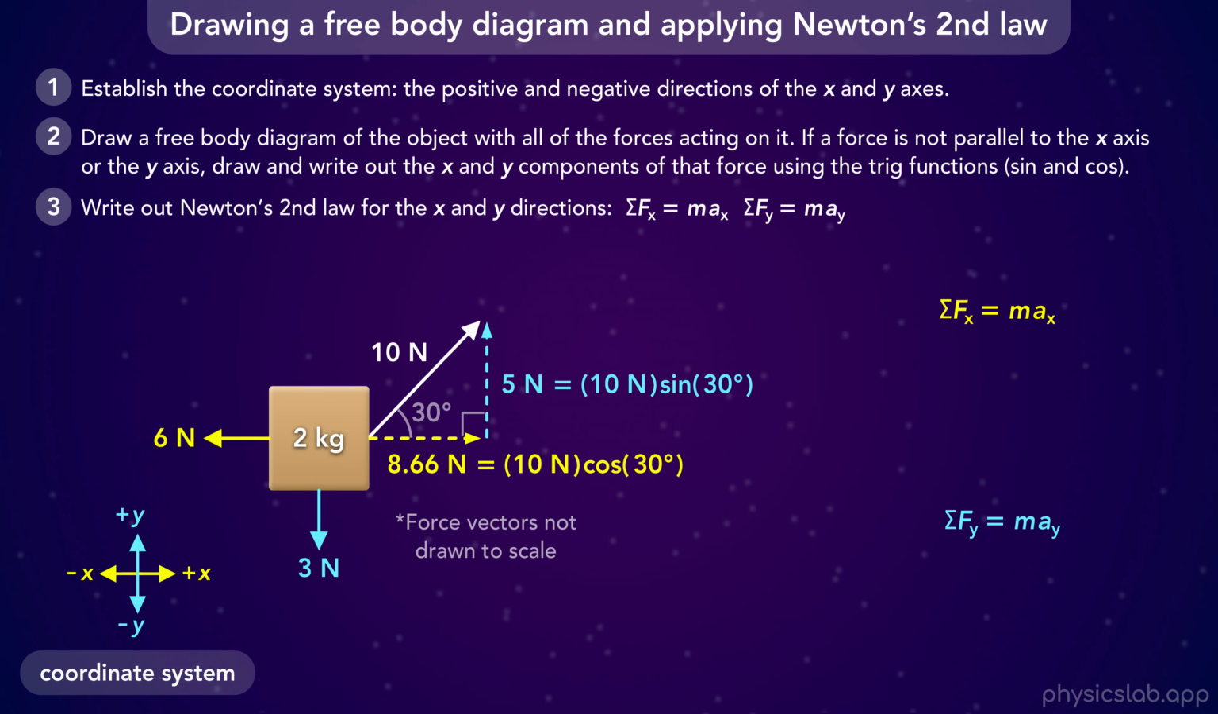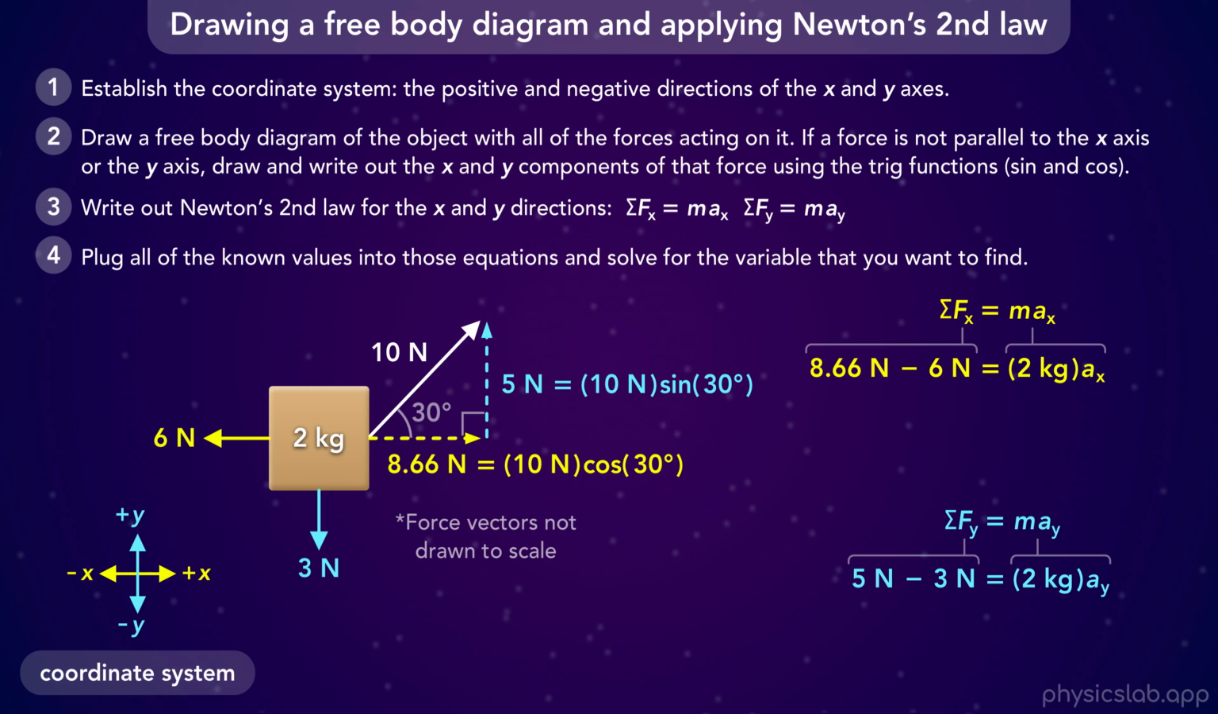The next step is to write out Newton's second law for the x and y directions. And the last step is to plug all of the known values into those equations and solve for the variable that you want to find. So we plug in any forces that we know, the mass, or the acceleration if it's given to us. Then the physics problem becomes an algebra problem, and we just have to solve the equations to find the value that we want.